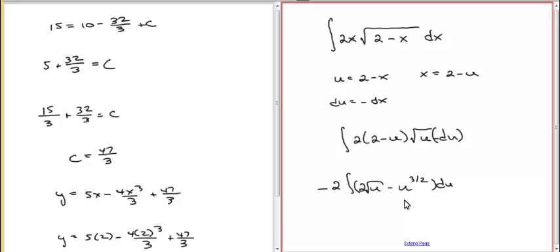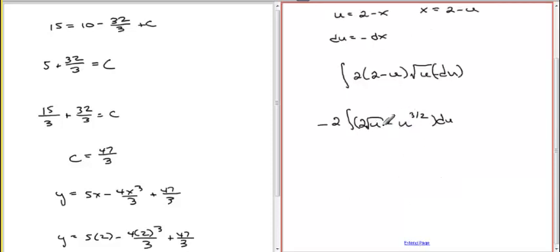And then this is just a simple 2-term polynomial, so you just apply the power rule. This is u to the 1/2 power. So you get negative 2 times 2, which is 4, u to the positive 3/2. 1/2 plus 1 is 3/2, divided by the new exponent. The second term, you're going to have negative times the negative, so it's going to be positive 2. And then you integrate u to the 3/2, becomes u to the 5/2, divided by the new exponent. Add your arbitrary constant c.